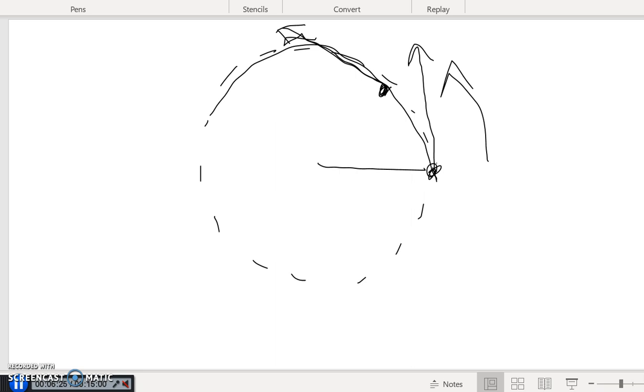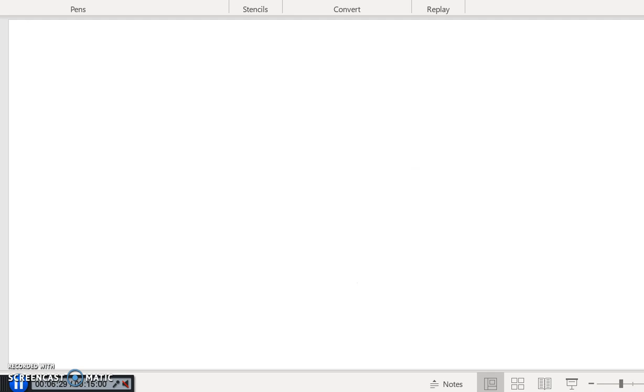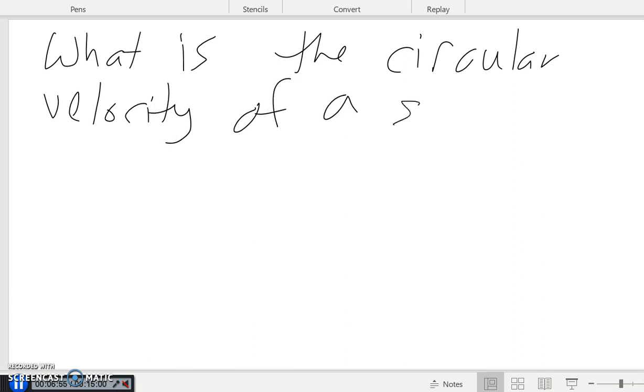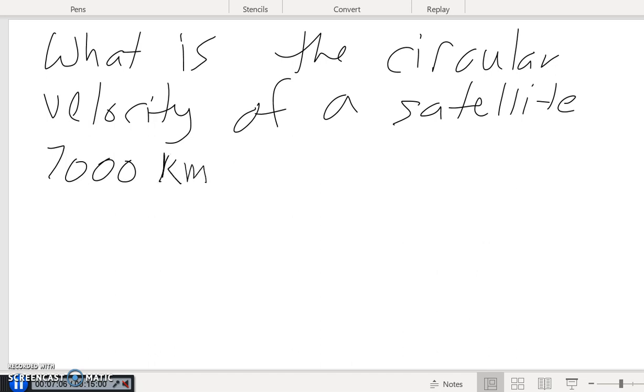So now, what does this have to do with gravity? How can we solve these types of problems? One of your homework questions asks, what is the circular velocity of a satellite 7,000, let's call it kilometers.